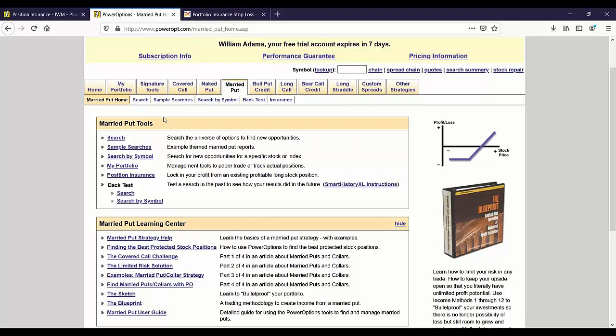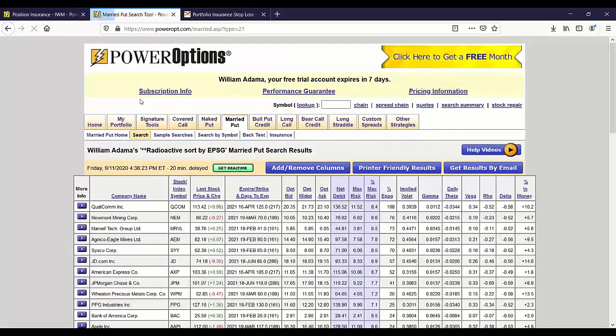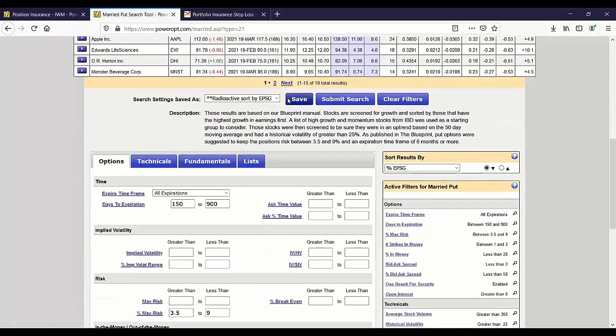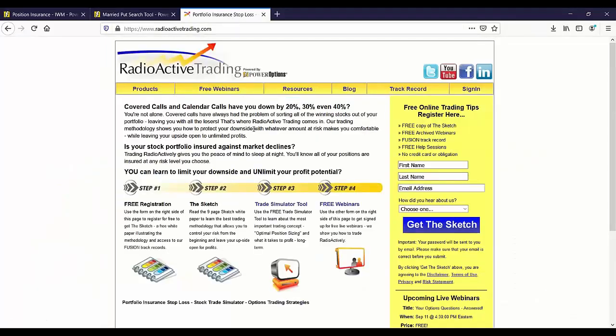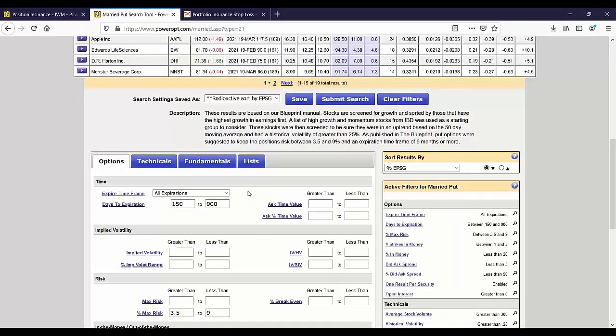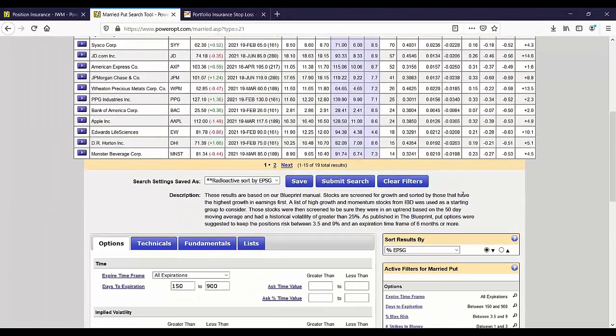Well, that's what we show here in the basic search. The first default search under married puts is the radioactive sorted by earnings per share growth. 95% of the positions that Fusion subscribers see in a radioactive trading account, where Ernie and I post our live radioactive married put positions, come directly from this default search list. And you can see the criteria here over on the side.